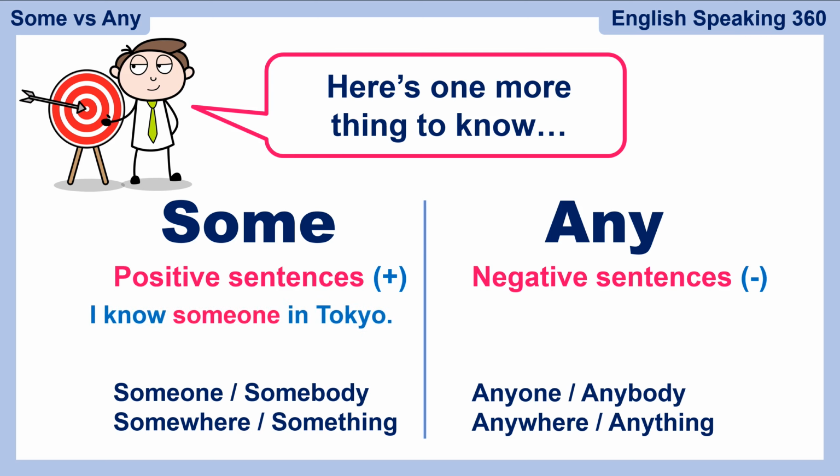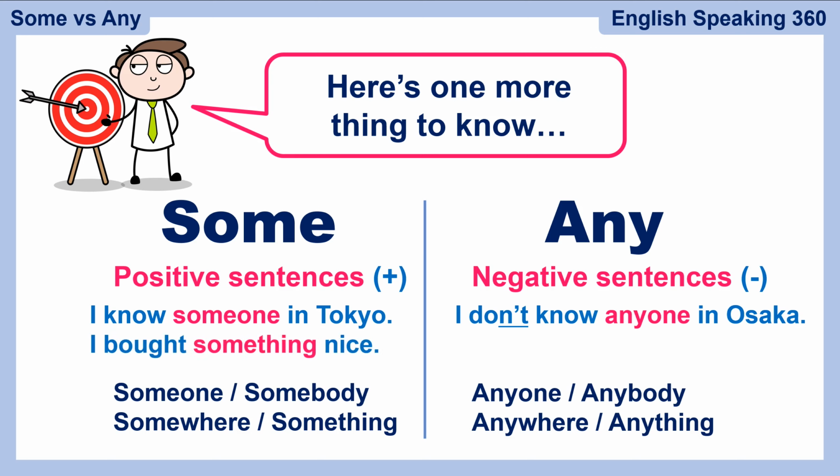I know someone in Tokyo. Someone in Tokyo because the sentence is positive. You cannot say, I know anyone in Tokyo. It doesn't work. I don't know anyone in Osaka. I don't know, so you have to use anyone. I bought something nice. I didn't buy anything. So you see, positive sentences, always a word with some, and in negative sentences, you have to use a word with any.